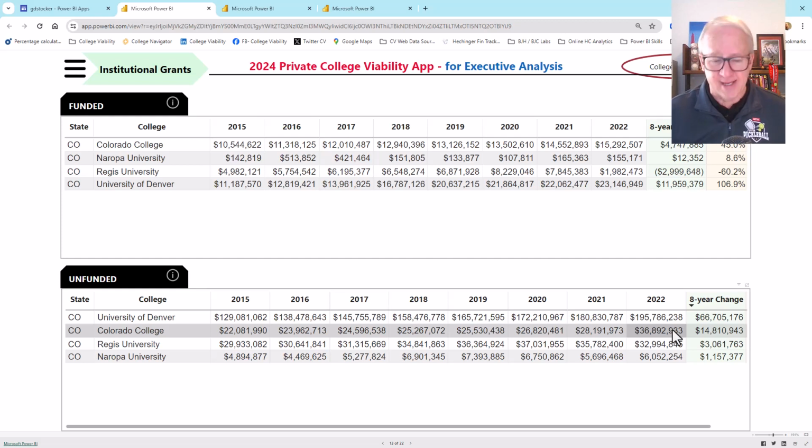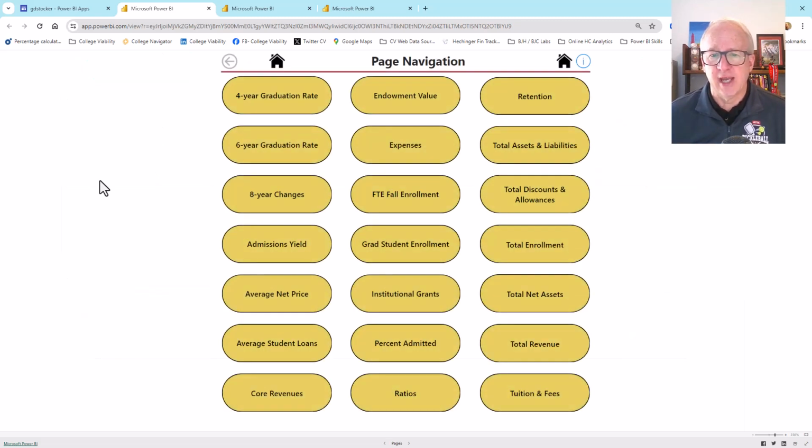This is a basic situation of supply and demand. There's too large a supply of college seats, and too low a demand of college-age or college students generally willing to pay for those seats. Let's just look at one more before I show you the other couple of apps. And let's take a look at the ratios page.